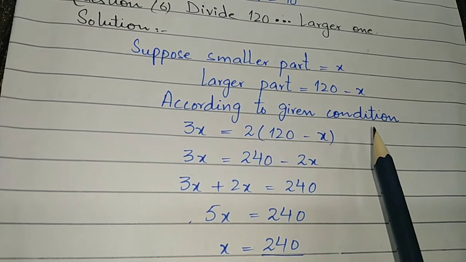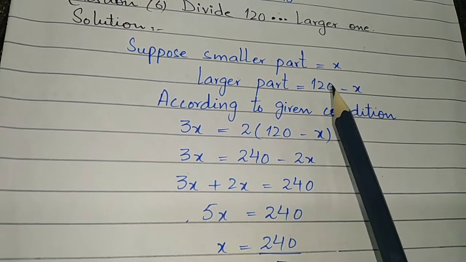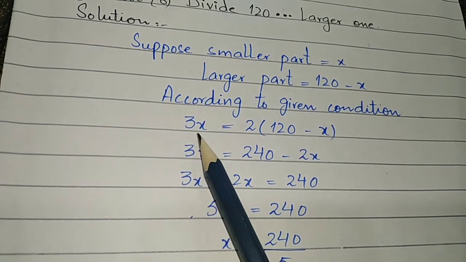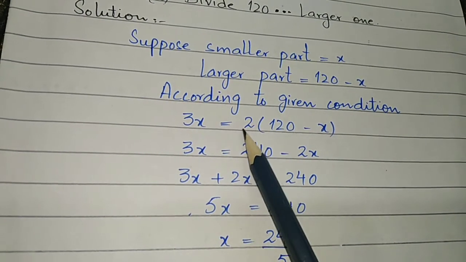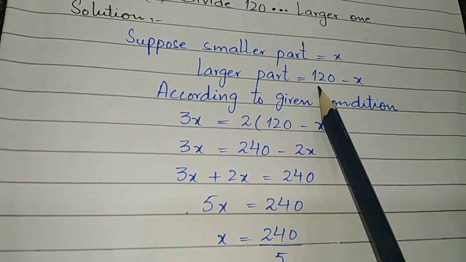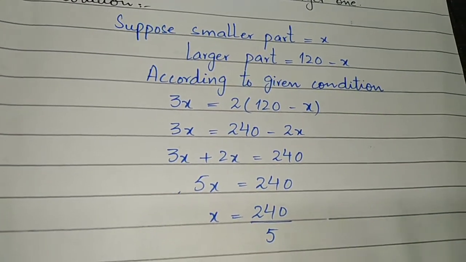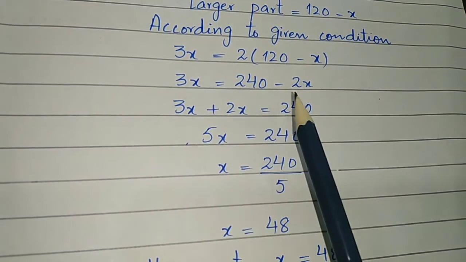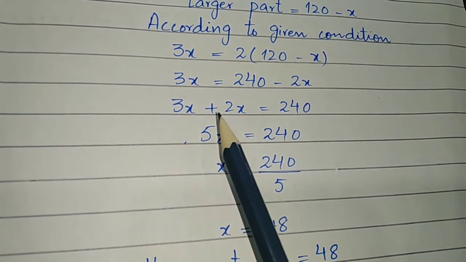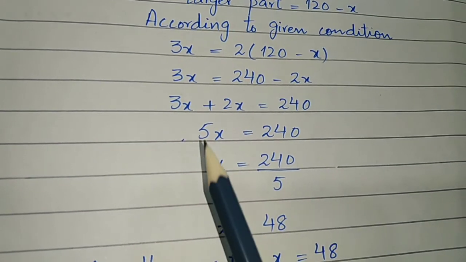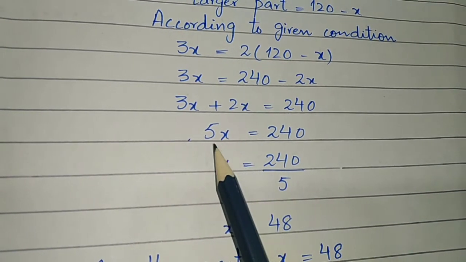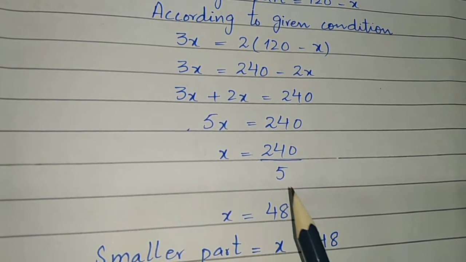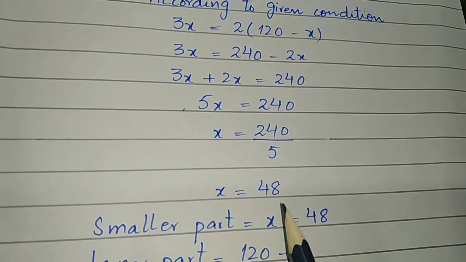Now according to the given condition, they said 3 times the smaller one, the smaller part is x, so 3 times the smaller part is 3x. 3 times the smaller one is equal to twice the larger one. Twice means 2 times 120 minus x. Now you have to find the value of x. So 3x, negative 2x will become positive on the left hand side, plus 2x, and 240 as it is. Now 3x plus 2x are like terms, they will become 5x equals 240, and 5 is multiplied with x, so it will be divided on the right hand side, and by cancellation in the table of 5 we get x is equal to 48.